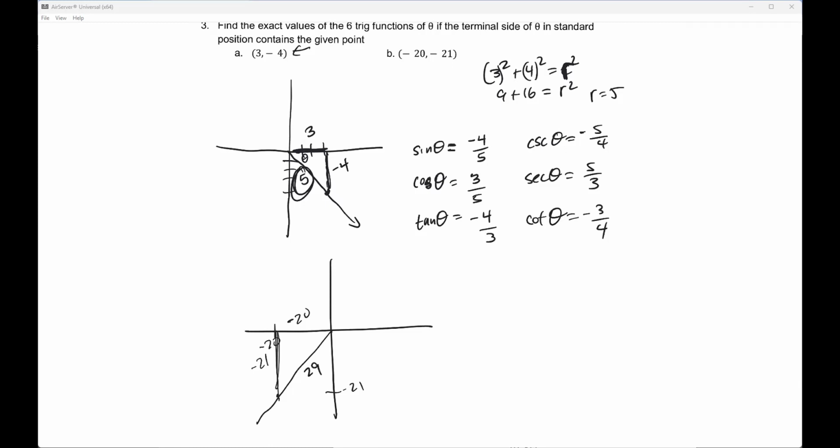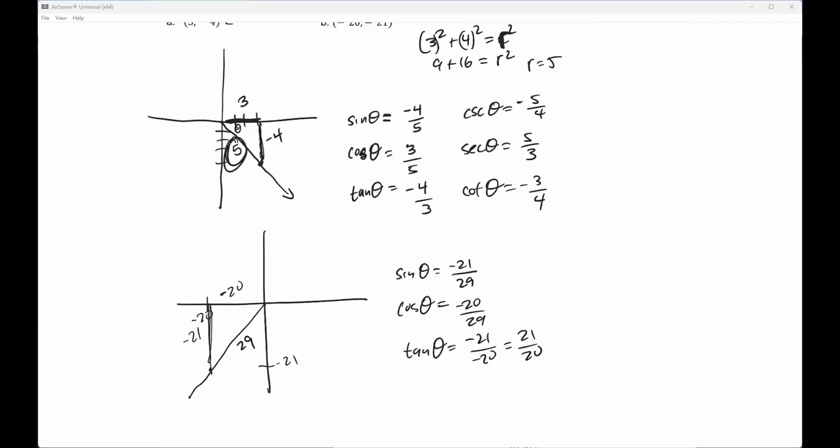All right. So from here, sine of theta would be what? -21 over 29. Everybody get that? Any questions on that? That's not too bad, right? Okay. Cosine of theta is what? -20 over 29, right? Tangent of theta? -21 over -20, which is equal to 21 over 20. They both turn positive, right? All right. And then what?